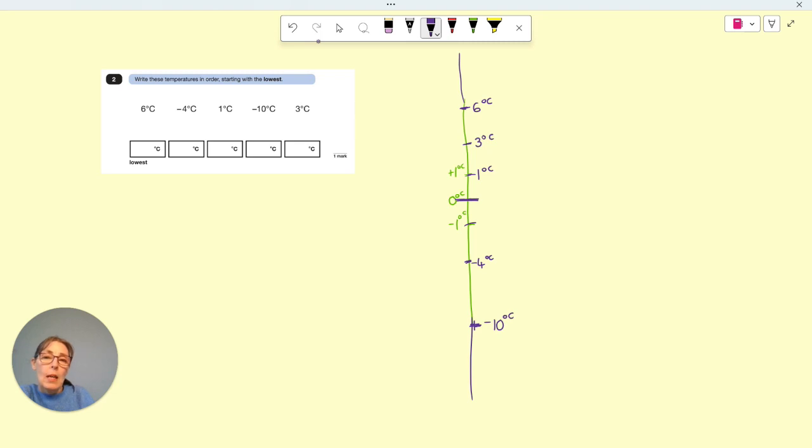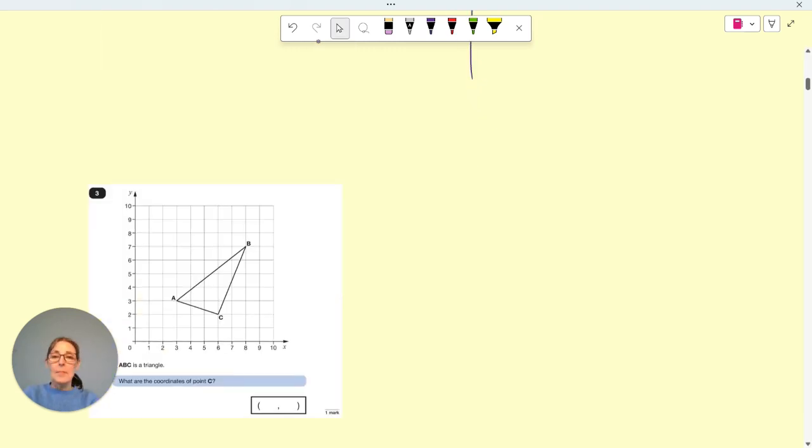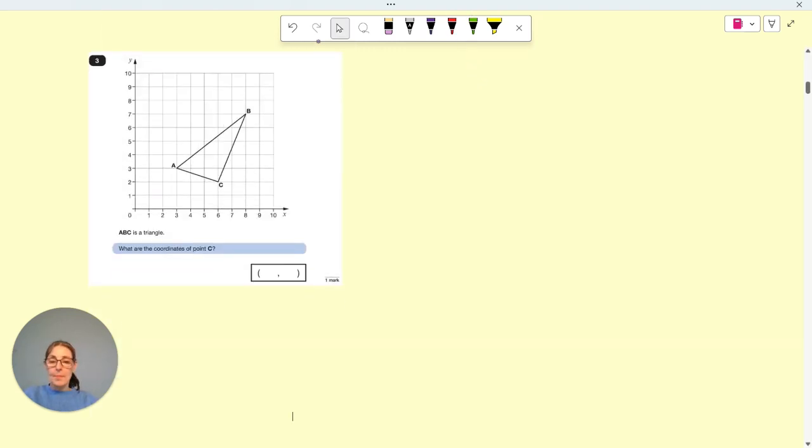-10, and 3. Okay, so lowest, that's going to be -10, and then it's going to be -4. And what have I got next? Have I got a 1 and 3 and 6? Great stuff, well done. Let's go this one.